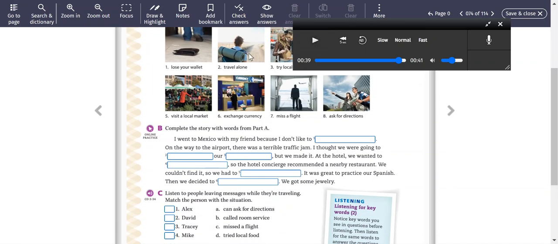Next, complete the story with the words from part A. Pause the video, then practice later. Now listen and repeat. Notice the stressed words, the intonation.